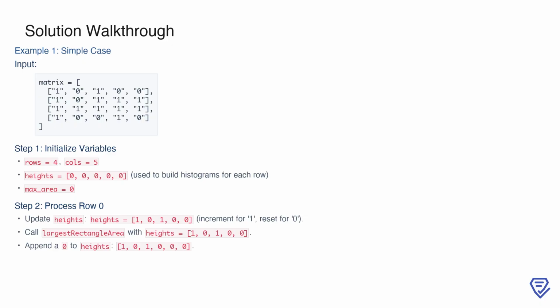For row 0, we update the heights array based on the values in the row. A 1 increases the corresponding height, while a 0 resets it to 0. This gives us heights equals 1, 0, 1, 0, 0. Next, we pass this heights array to the largest rectangle area function. Before processing, we append a 0 to the end of the heights array to handle any remaining indices, resulting in 1, 0, 1, 0, 0, 0.